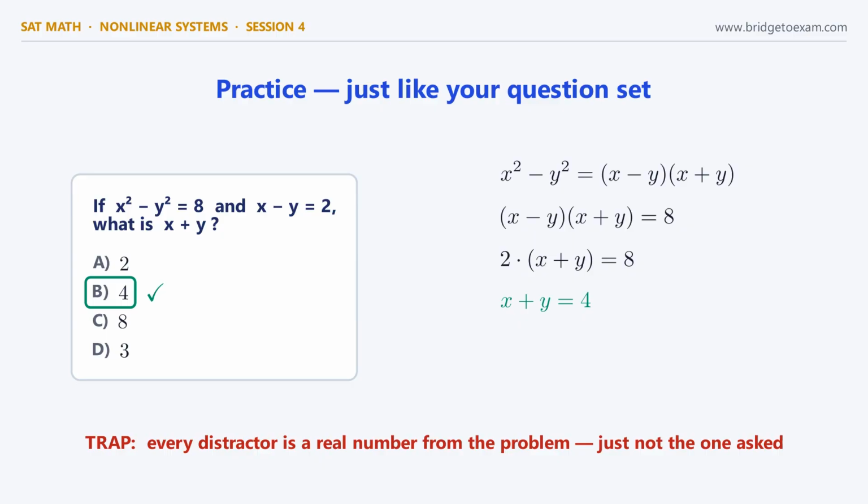2 is just x minus y handed back to you. 8 is the number from the problem. 3 is x times y. Every wrong answer is a real thing from the problem.